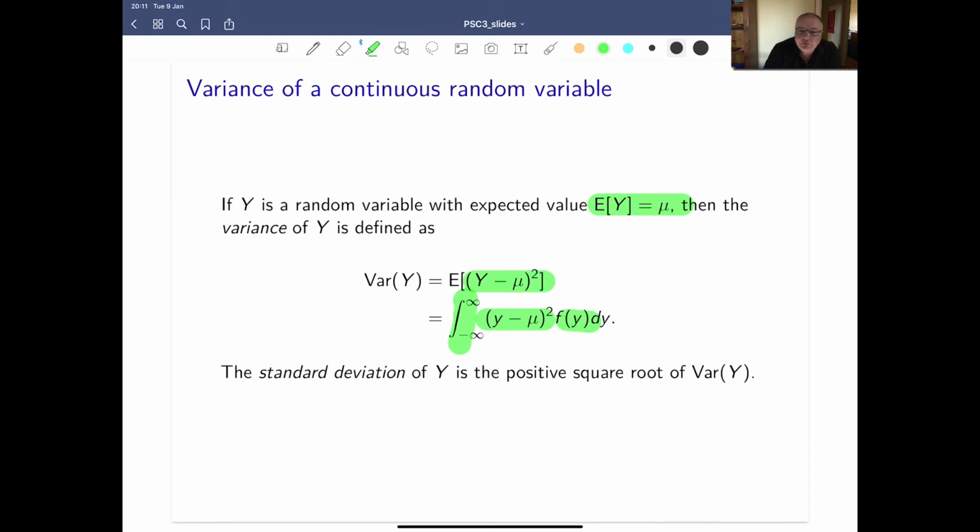Now, as I said, the variance is mathematically very nice, but its units, if we're looking at a random variable that has units, would be units squared. So if we want a measure of spread that's in the same units as the actual random variable, then we can take the square root, and we call that the standard deviation of Y, and it's the positive square root. Mathematicians like variance, while engineers and researchers like standard deviation, and you just flip between them.